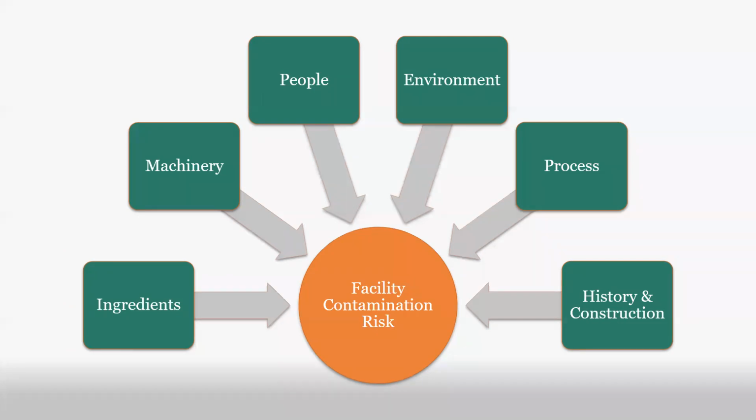Let's look at the facility contamination risk. Many factors can contribute to facility contamination. That includes ingredients, machinery, people who work there, the environment itself, your process, and the history of the facility and the construction that the facility is undergoing or has undergone in the past. So it is not only necessary, but very important to have an environmental monitoring plan so you can keep all those risks under control.